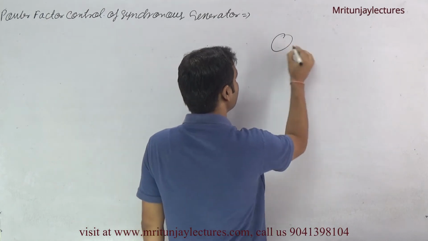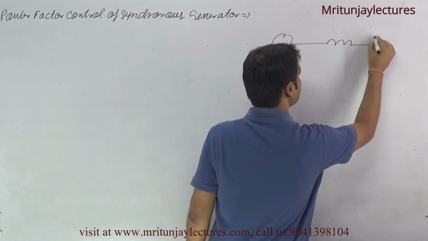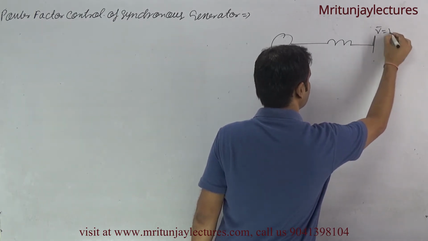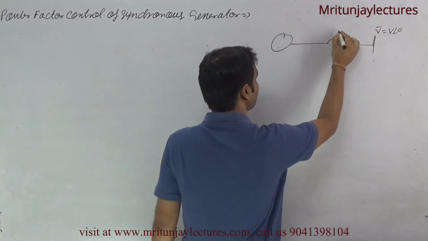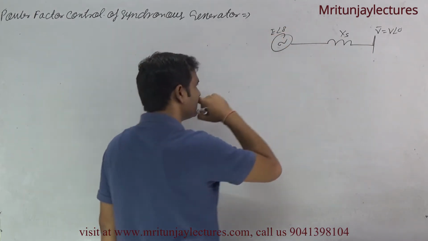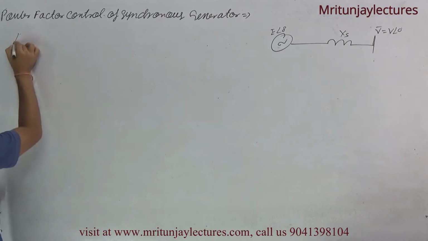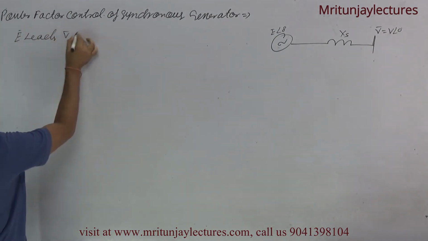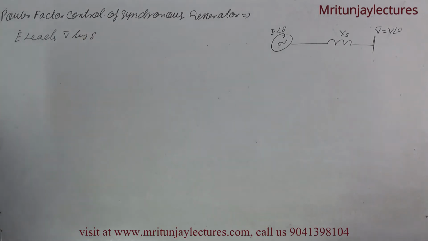So corresponding to this one, that is V at the angle 0, the terminal voltage, and this one E at the angle plus delta. Okay, E leads V by how much angle? Delta. Clear?